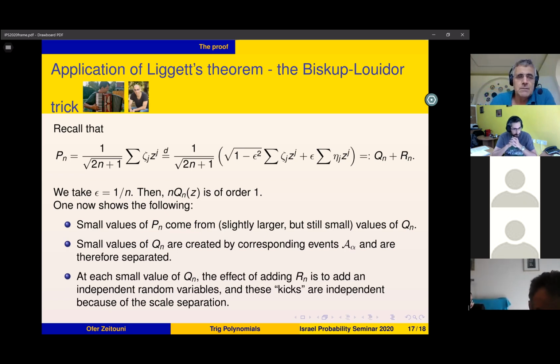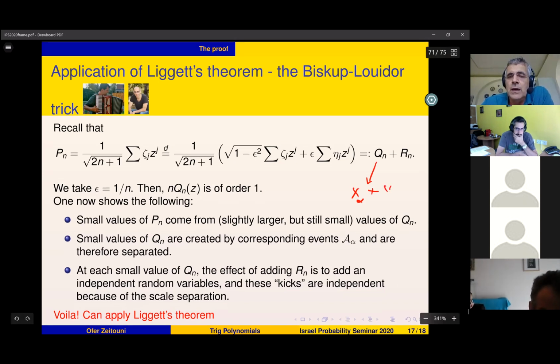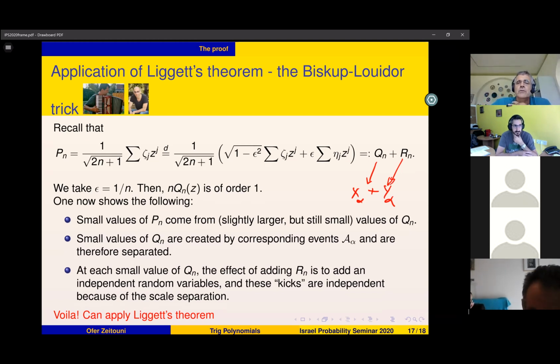Okay? And that's it. Now you can apply Liggett's theorem. You've got yourself the xi, so the x alpha are the near minima of the Qn. And then you add to it the y alpha, which are the values of Rn, which are of order 1 over n. And they're independent of it. They're completely independent, and they're independent between themselves. So of course, you have to make it slightly quantitative, but that turns out not to be a problem. So this gives Liggett's theorem. As I said, this beautiful trick is due to Biskup-Louidor in an infinitely more complicated context, but here it really works very nicely. Okay, so that's the proof.